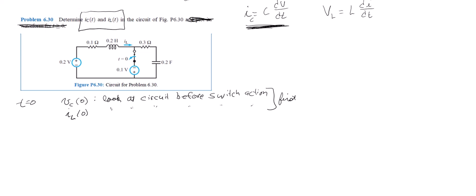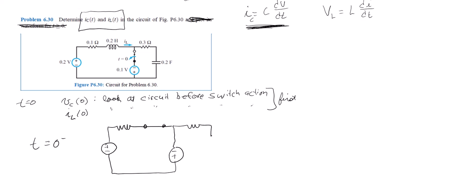And I said that to get our conditions at 0, for VC of 0 and for IL of 0, you always look at the circuit before the switch action. So before the switch action, we'd say it had been like this for a long time, which means that our inductor is acting as a short circuit, so t equals 0 minus. And our capacitor acts like an open circuit.